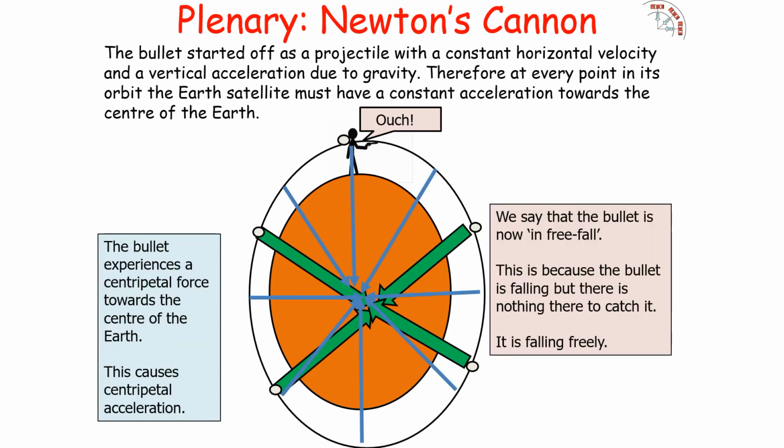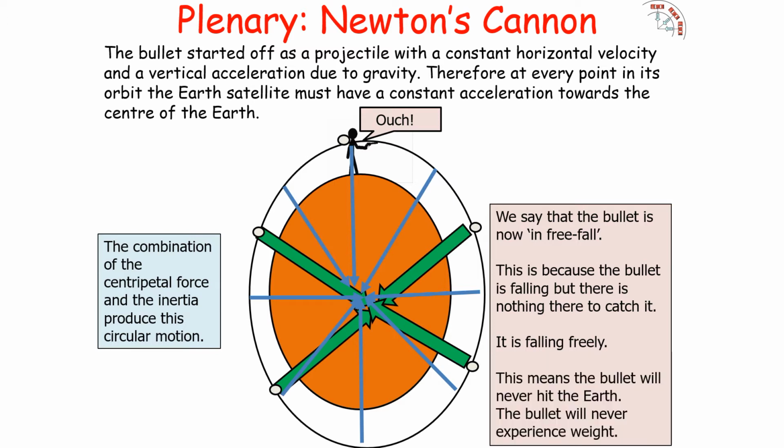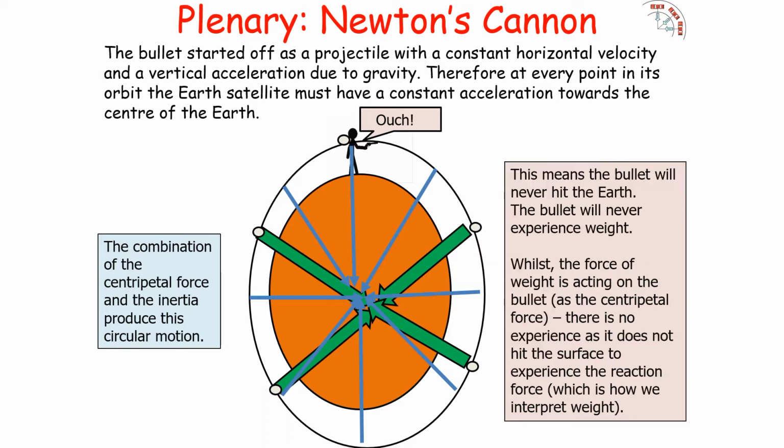Now we say it's achieved in orbit because the bullet is in free fall: it is falling but there's nothing there to catch it. It's fallen freely. So the bullet will experience a centripetal force towards the centre of the Earth, because the combination of the centripetal force and inertia produces a circular motion. This means the bullet will never hit the Earth and will never experience weight. Why is this? The force of weight is acting on the bullet, but it doesn't experience it as it doesn't hit the surface to experience the reaction force, which is how we interpret weight as humans.